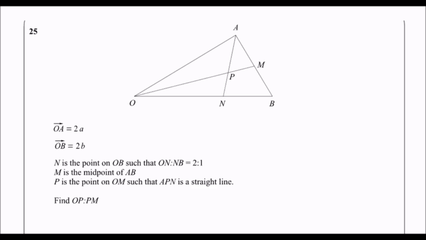Question 25. So we've got a vectors question. We're told O to A is called 2a. O to B, the whole of O to B, is called 2b. N is the point on O to B such that O to N is 2 parts, and N to B is 1 part. So there's 3 parts in total. So we've got 2/3 of the journey and 1/3 of the journey. So we've got 2/3 of 2b, and 1/3 of 2b.